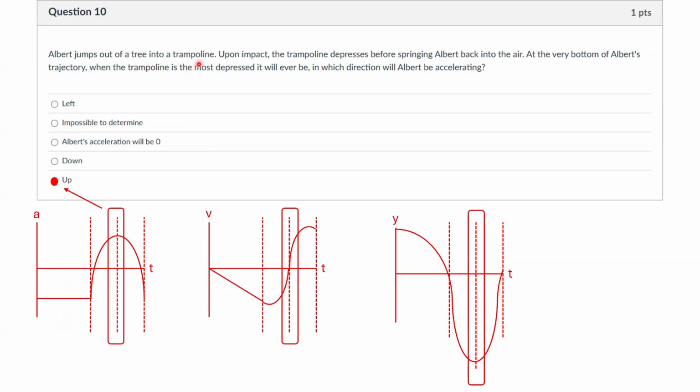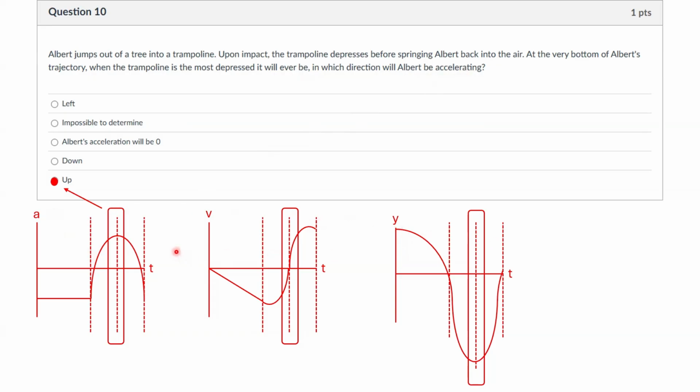Albert jumps out of a tree into a trampoline. Upon impact, the trampoline depresses before springing Albert back into the air. At the very bottom of Albert's trajectory, when the trampoline is most depressed it will ever be, in which direction will Albert be accelerating? Well, I took the time to turn this into acceleration, velocity and position versus time graphs.